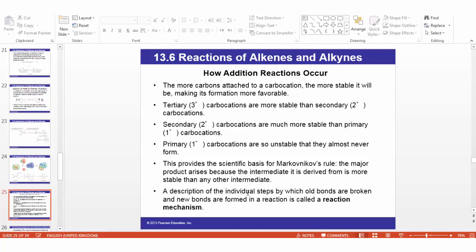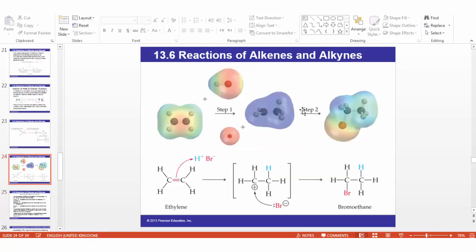Description of the individual steps by which old bonds are broken and new bonds are formed in a reaction is called the reaction mechanism. As I told you, this is the reaction mechanism. Bonds are broken and new bonds are formed. This is known as the mechanism of the addition reaction.